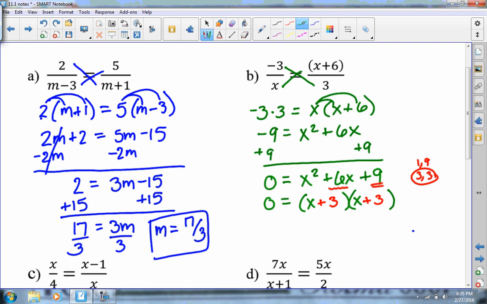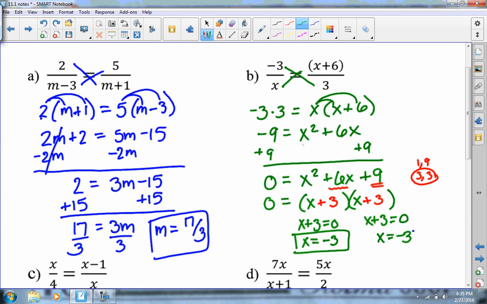So now that I have it factored, I can set each of these little parentheses equal to 0. This is using the product property, the 0 product property. And since they're exactly the same, I'm going to get the same answer here. When I subtract the 3 over, 0 minus 3 will be negative 3. And since they're the same answer, I really just need to write it down one time. x will equal negative 3.